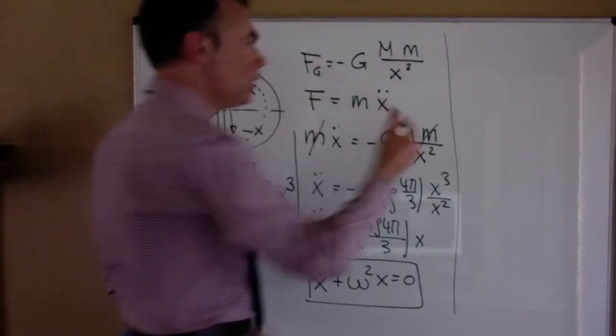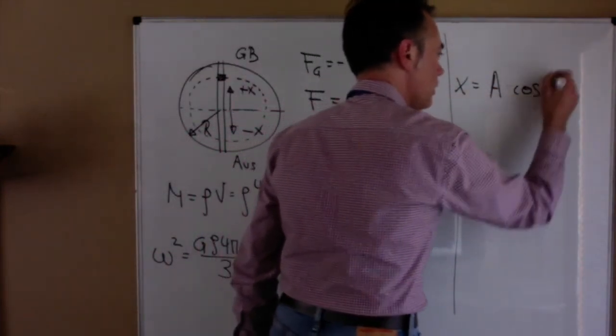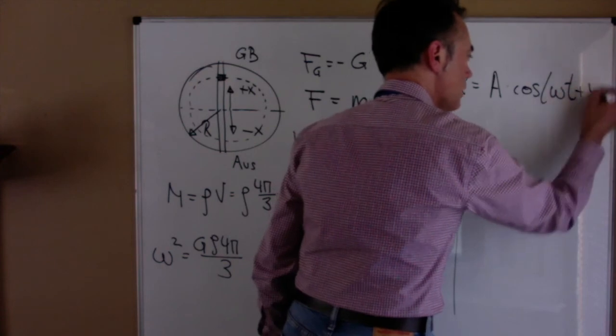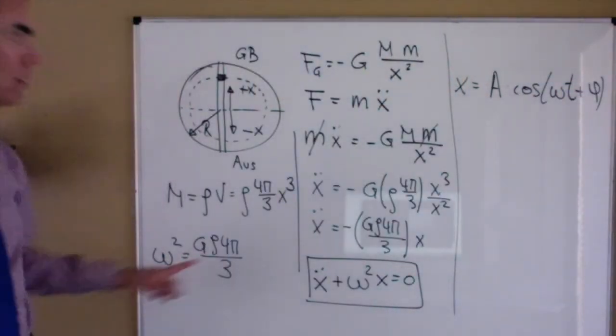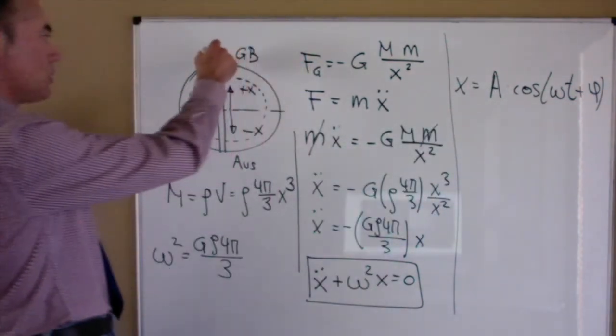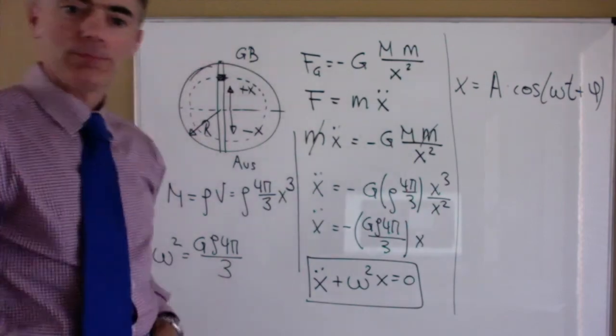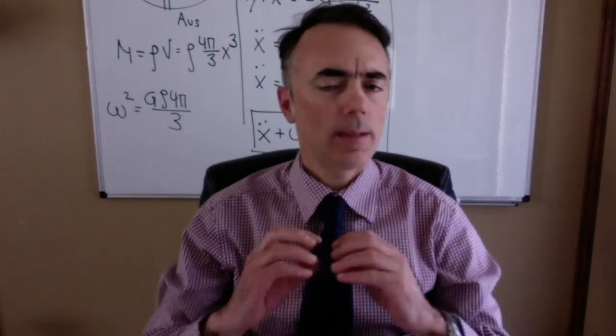center of the Earth, the position of the transport is A times the cosine of omega t plus phi, where omega is this, and A is the radius of the Earth, and phi is just the initial condition. If I drop from here, well, that should be zero. Simple harmonic oscillator, a physical system and type of motion that you're going to be seeing again and again and again in your career as a physicist.